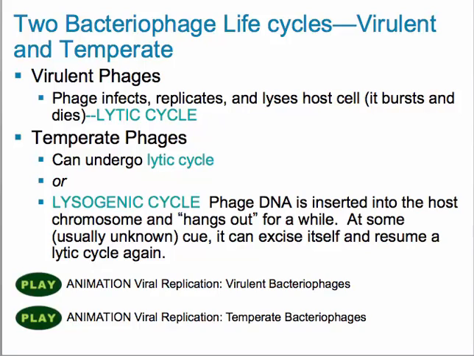What happens during the lytic cycle, which both types of phage can undergo, is that the phage is going to infect, it's going to replicate inside of the infected bacteria, and then it's going to lyse that infected bacterial host cell. The host cell will then burst and die, and so the lytic cycle is a very destructive cycle for bacteriophage.